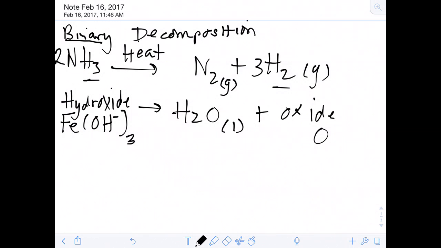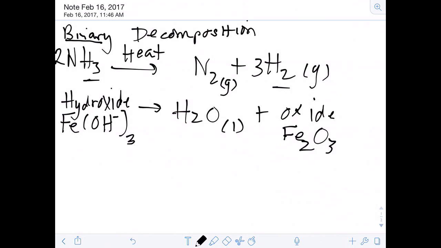Iron oxide, exactly. What's the correct formula for iron 3 oxide? How many oxygens would I need if it's iron 3? 3, exactly. And how many irons do I need if oxygen is what I'm bonding to? 2, because it has a 2- oxidation state, right? It makes 2 bonds. So that's the correct oxide if you start with iron 3 hydroxide.